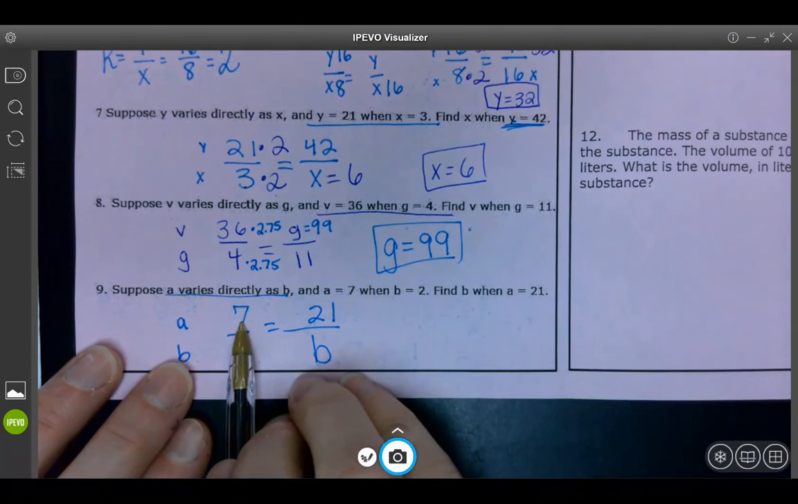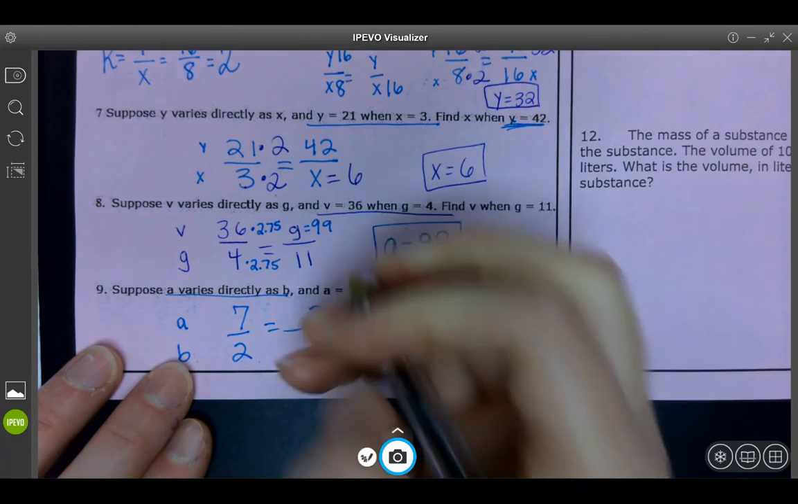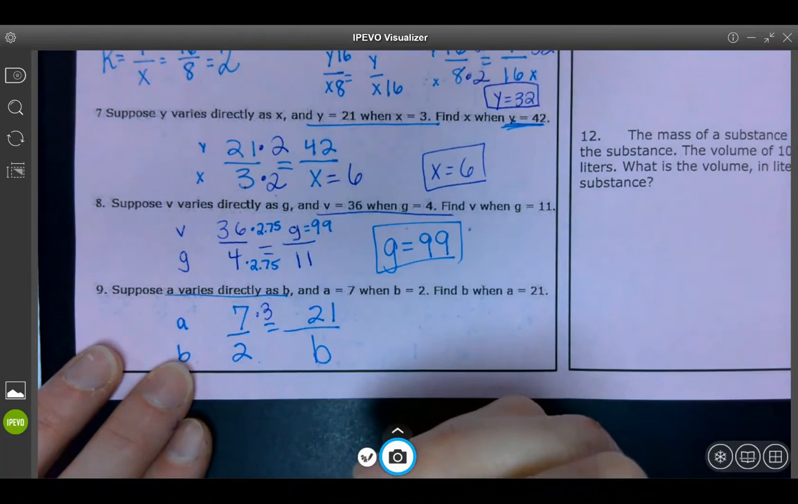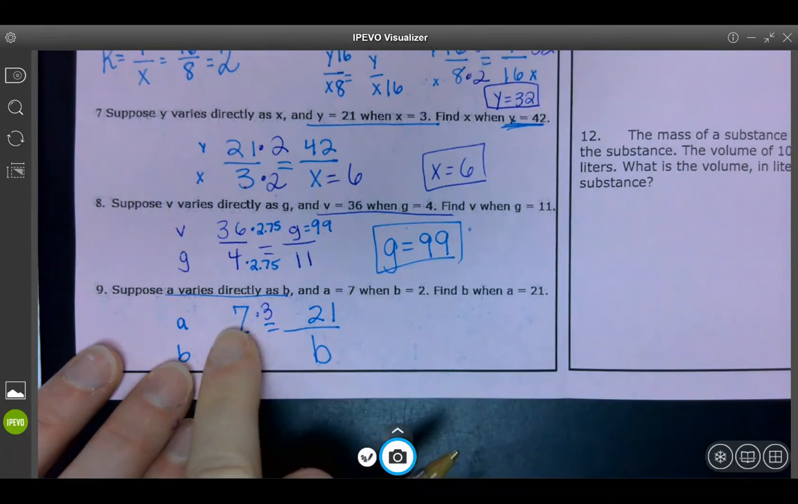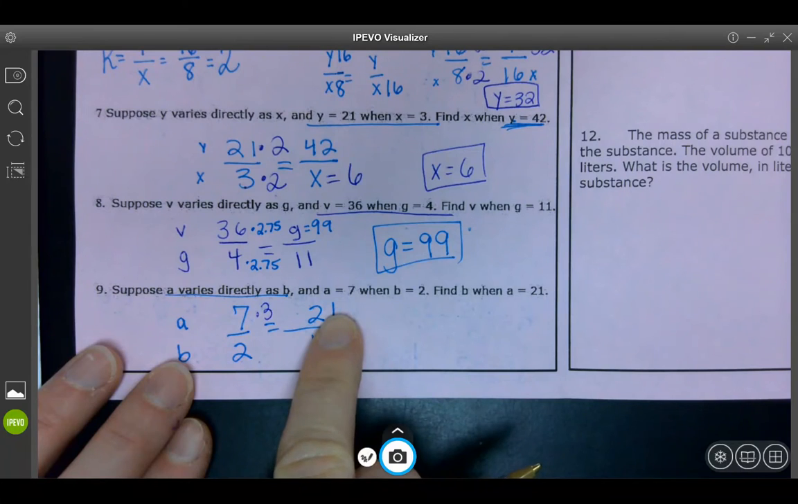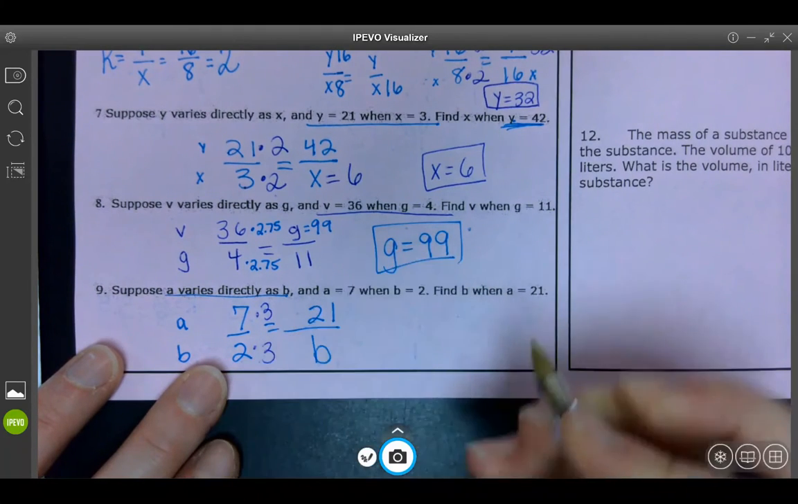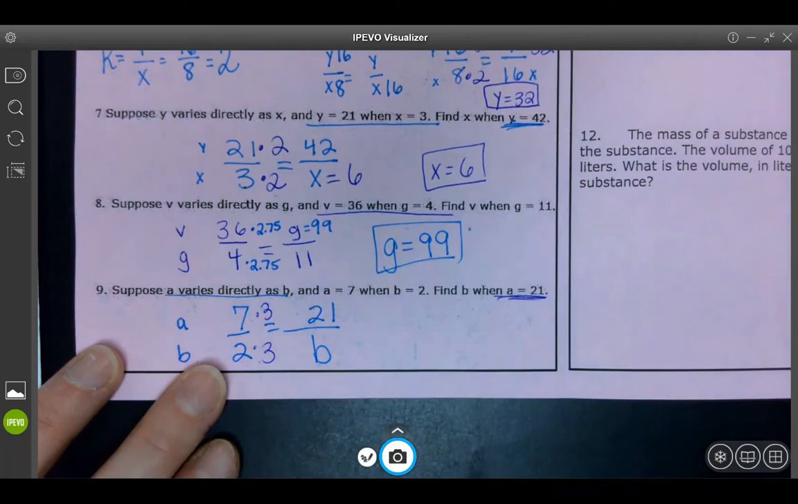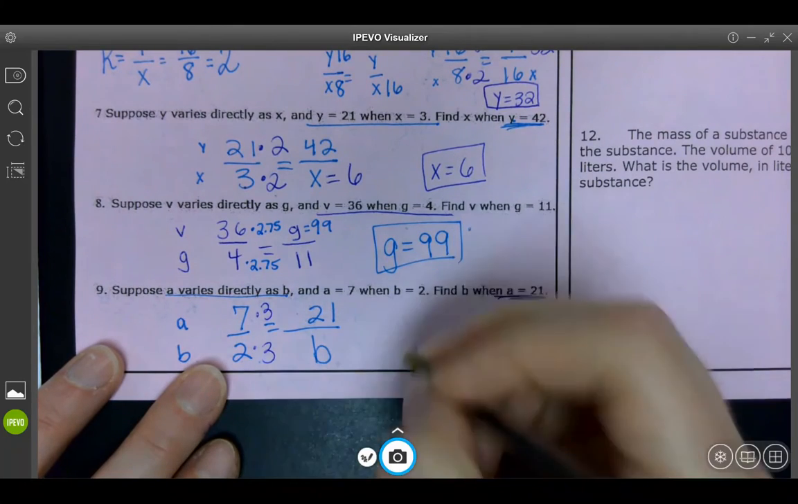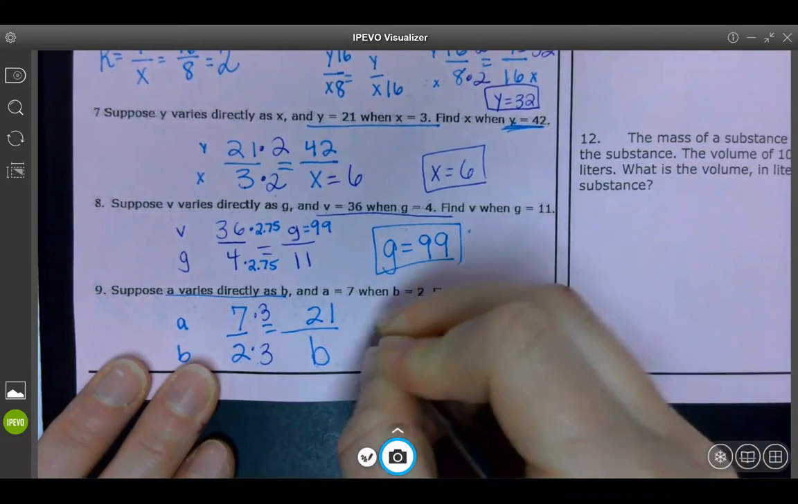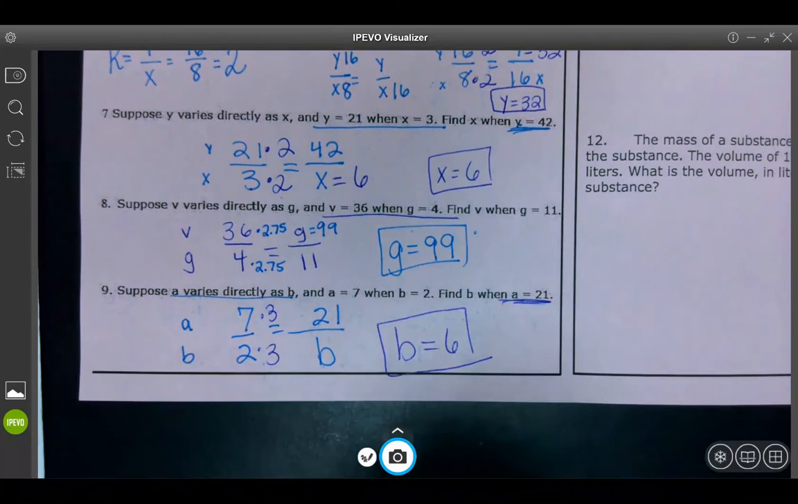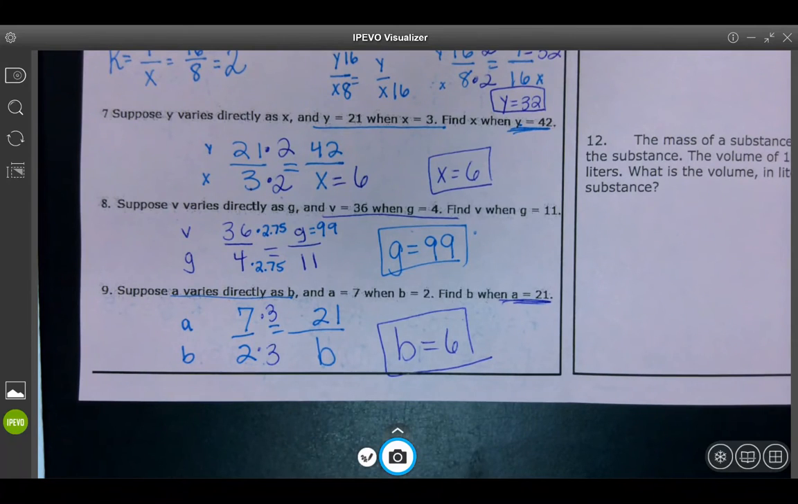I see it as 7 times 3 to get 21. You know, 7 times 3 gives us 21. Wait, yeah, because A is 21. Oh, yeah, you got to be real careful. Yeah, cross multiply and divide is fine. You decide the method that works best for you.